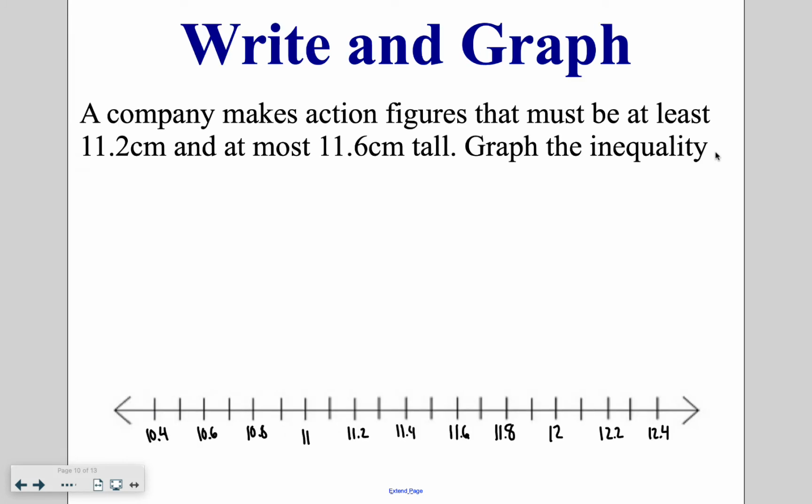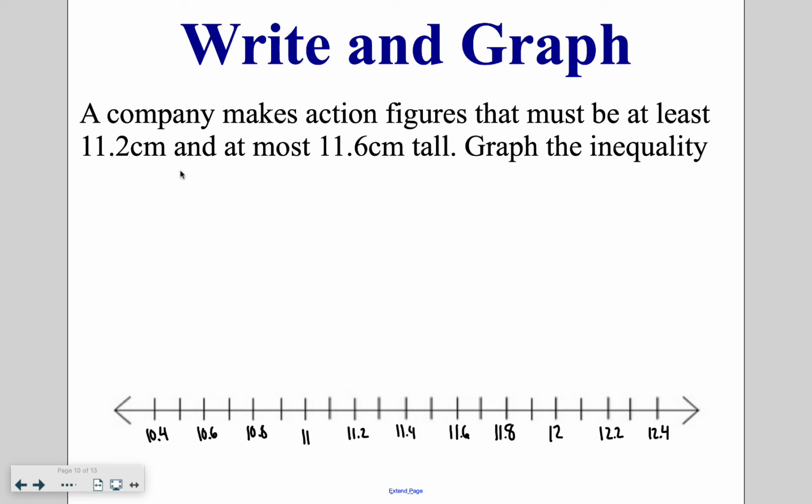When we have word problems, there's a couple different scenarios here. We have to decide if there are intersections, the and statements, or unions, the or statements. So I read the sentence, a company makes action figures that must be at least 11.2 centimeters and at most 11.6 centimeters tall. So the first thing we need to do is decide, are we trying to be between, with the and statement, between those two numbers, or outside of, going either direction.